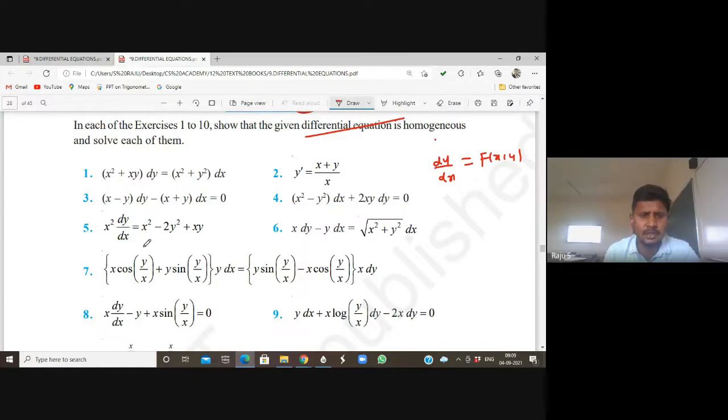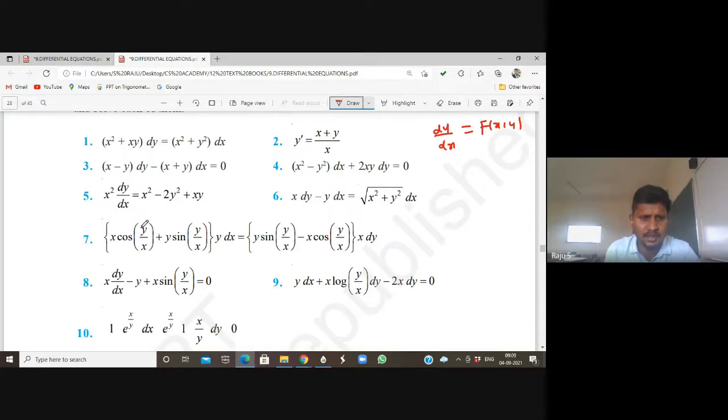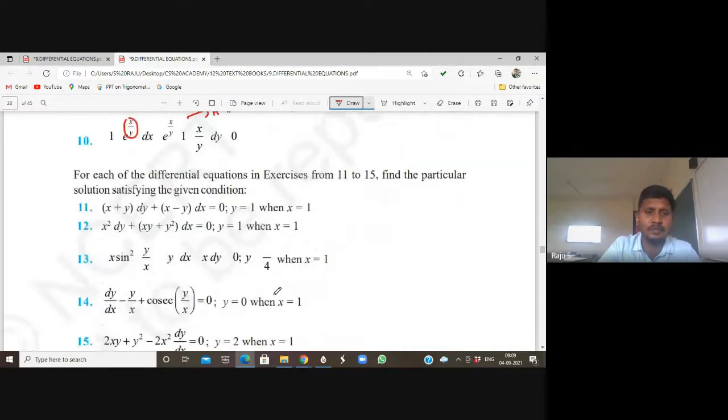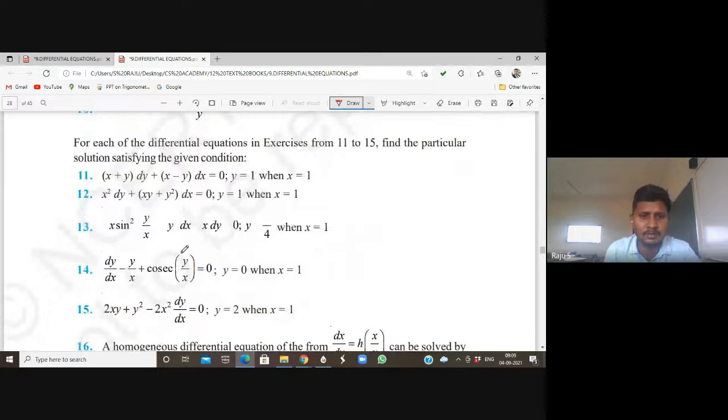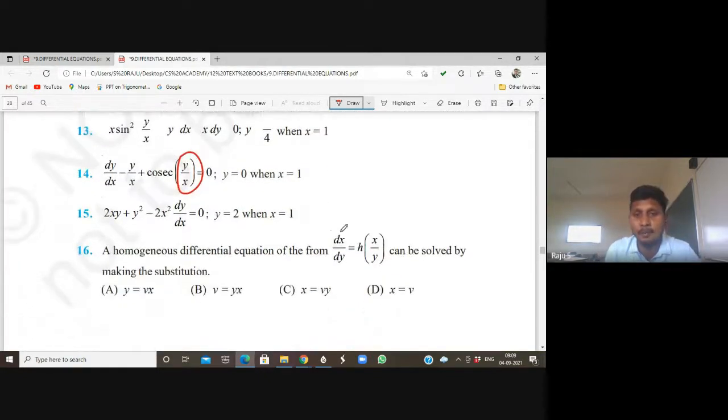Students, some questions have y by x. Y by x means y is the numerator, so this is a homogeneous differential equation in y. Some questions have e power x by y, x by y. This is a homogeneous differential equation in x alone. Now here, cos of y by x, this is in y, numerator variable y. But this is numerator x, a homogeneous differential equation in x.